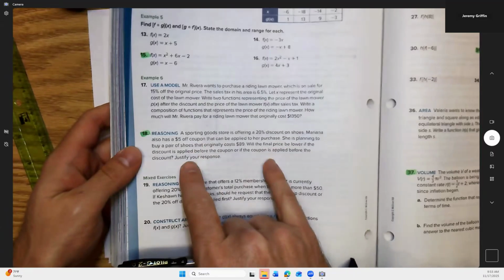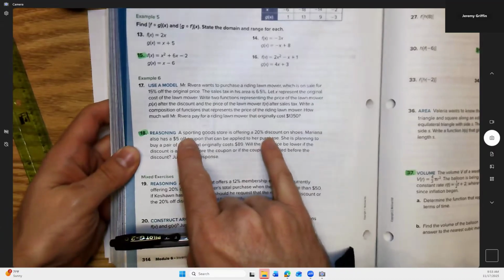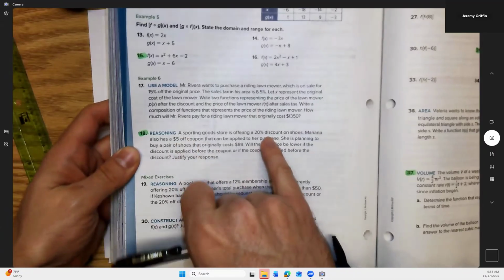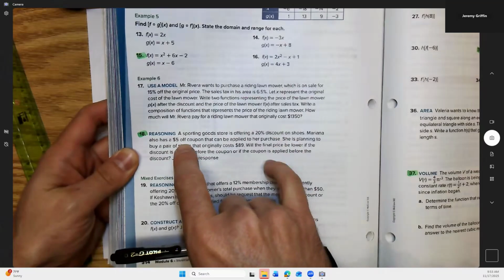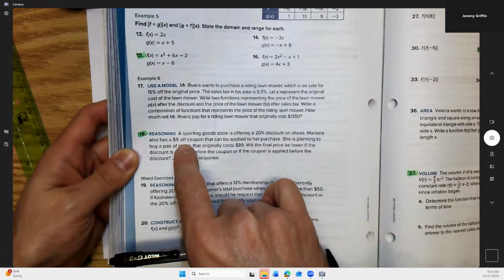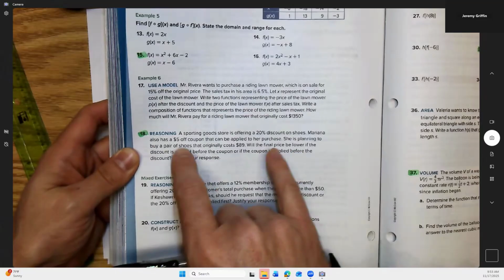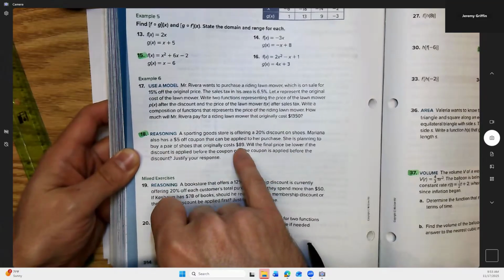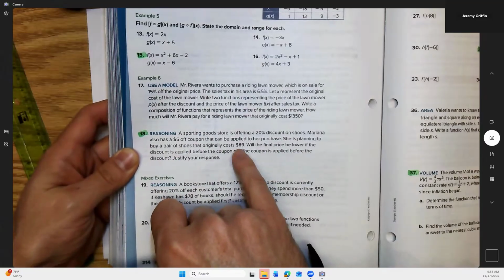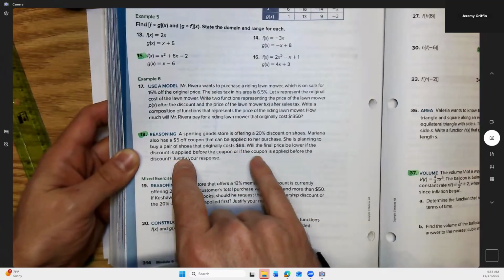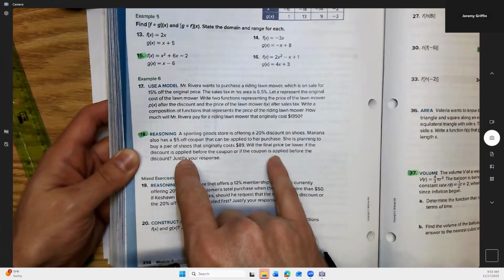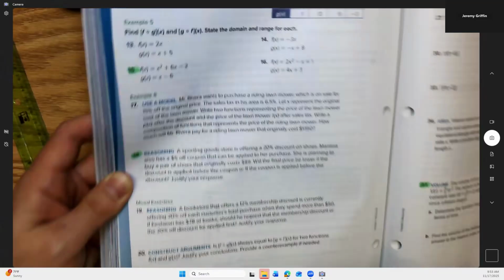Here, so we've got a sporting goods store offering a 20% discount on shoes. And Mariana also has a $5 off coupon that can be used with a purchase. She's planning to buy a pair of shoes that originally cost $89. So that's the pickup price. Well, the final price will be lower if the discount is applied before the coupon or if the coupon is applied before the discount. What would that be?